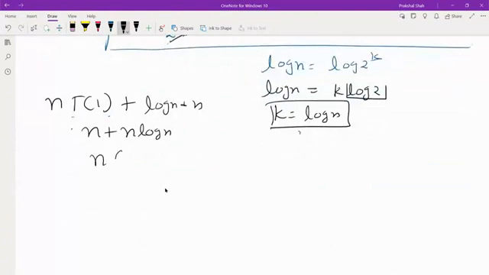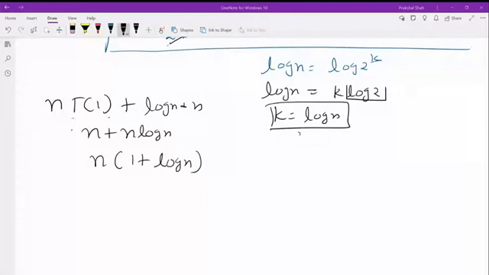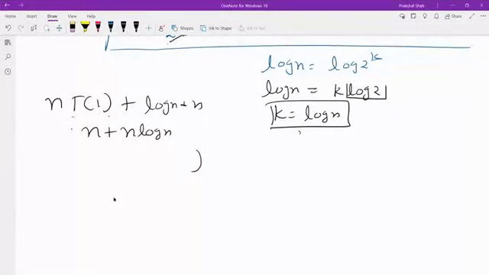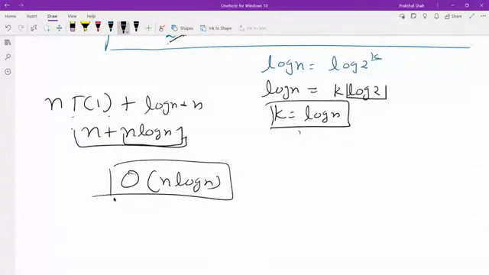I'll take n common here, so n(1 + log n). Or just look at whichever term is more, n log n. So your complexity is n log n. This is what your answer is.